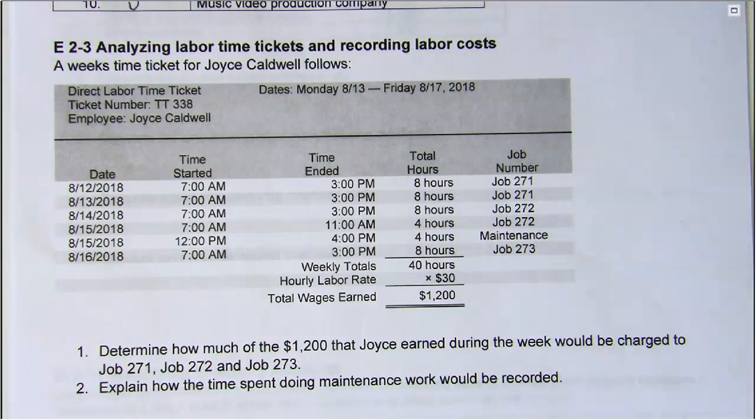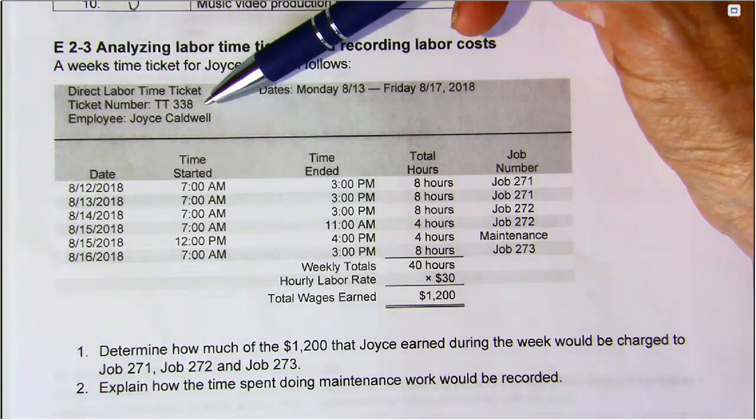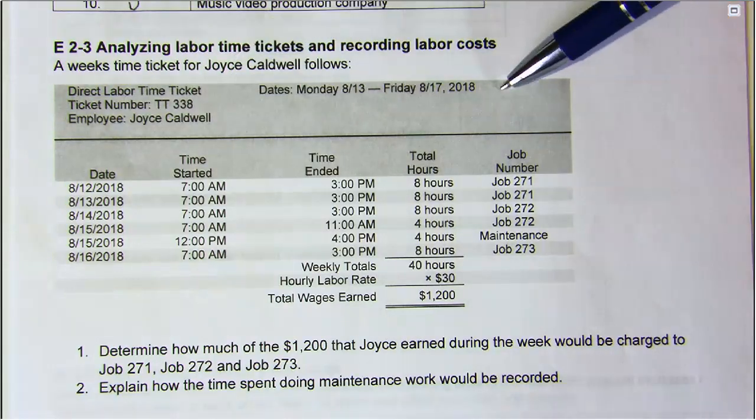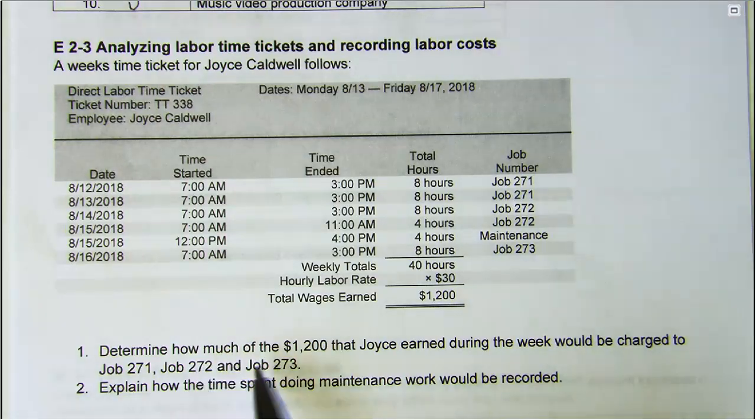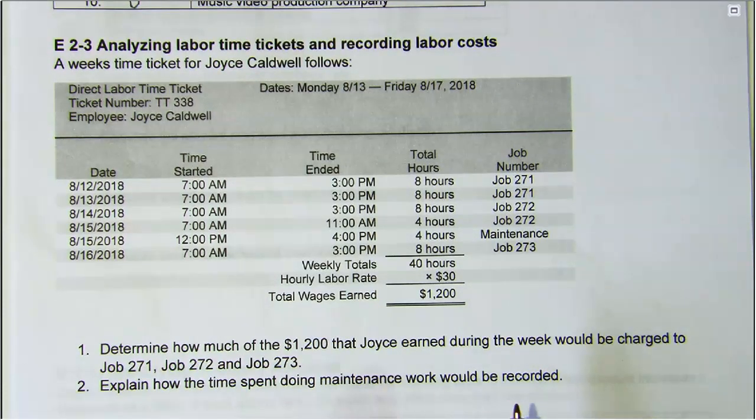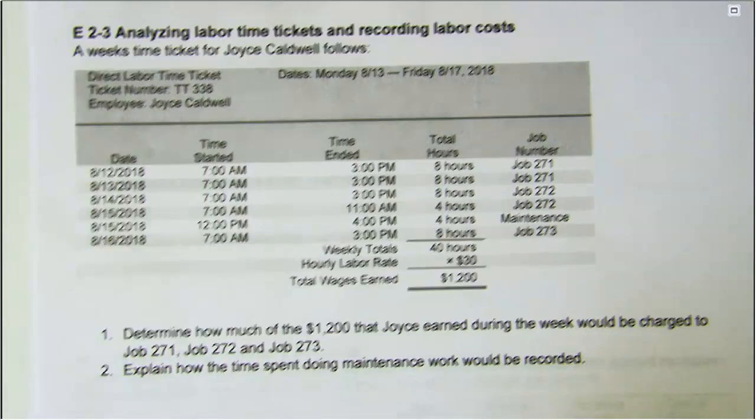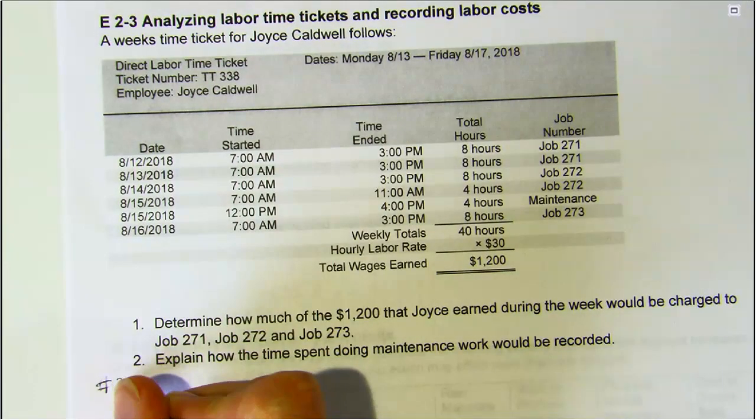Okay, so we're looking here at labor. We've got a time ticket, number 338, for Joyce Caldwell. This is from Monday, August 13th through Friday, August 17th. And they want us to determine how much of the $1,200 that Joyce earned that week would be charged to each of the jobs that she worked on. Then they want to know how we would handle the maintenance work. That's indirect labor.